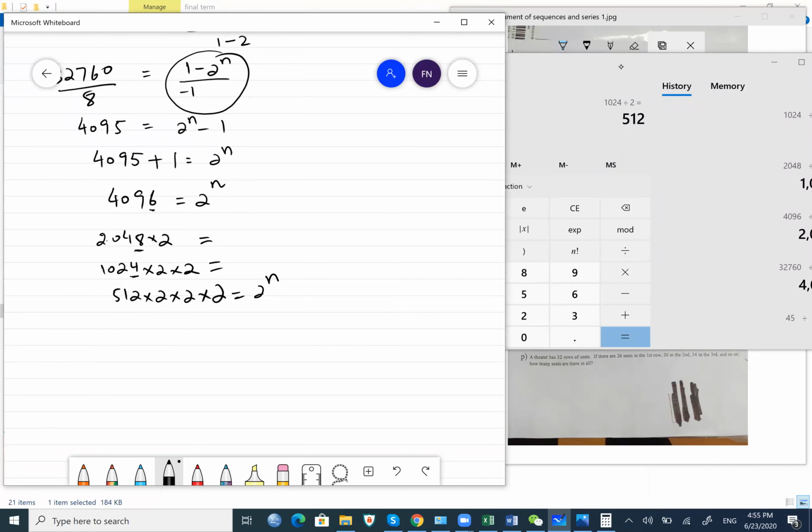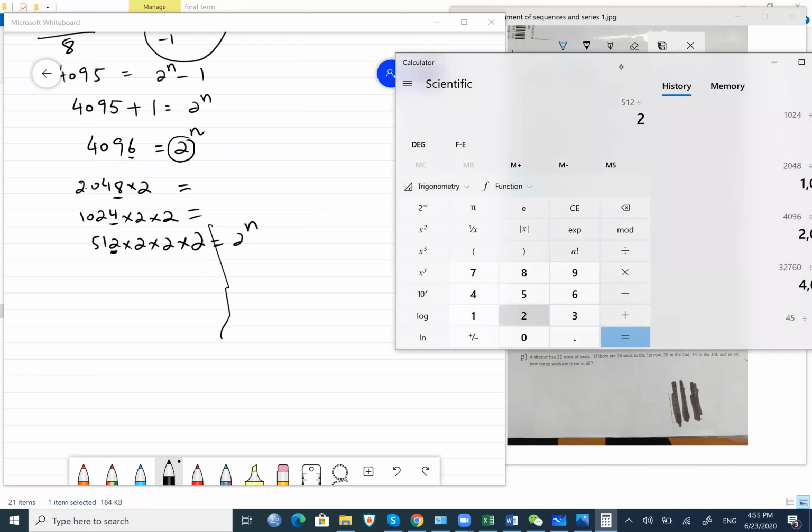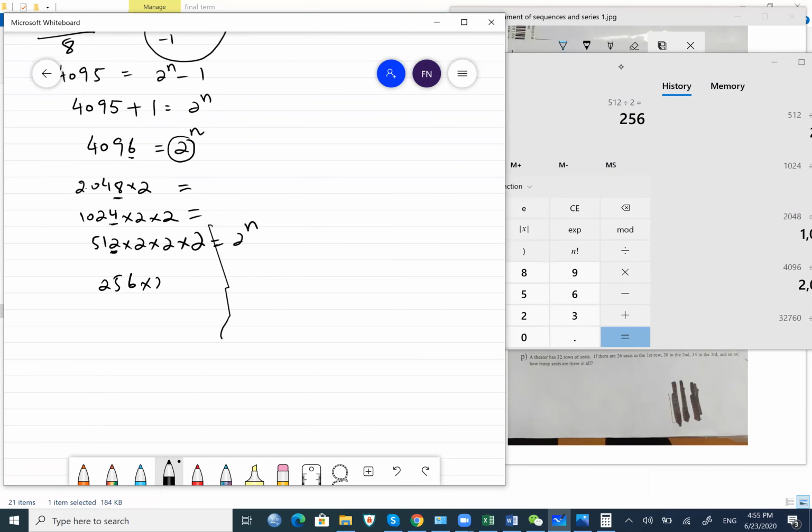Because here I have 2. Here I have 2. That is why. Now again this 512 is divisible by 2. So further I divide it by 2, I get 256 times 2 times 2 times 2 and times 2 equals 2 raised to power n.